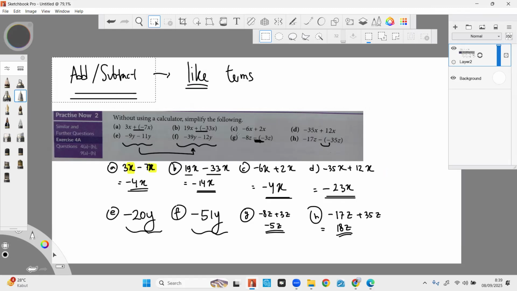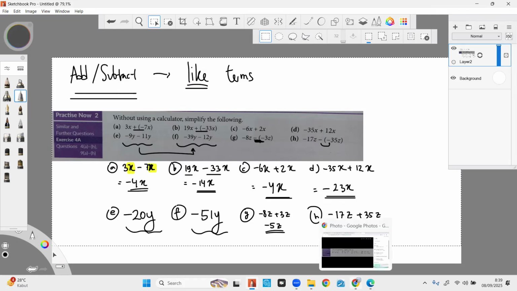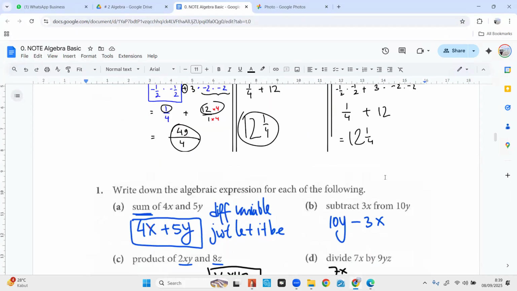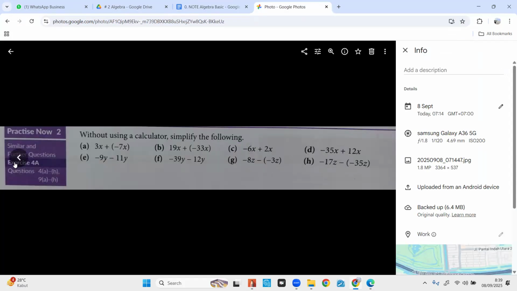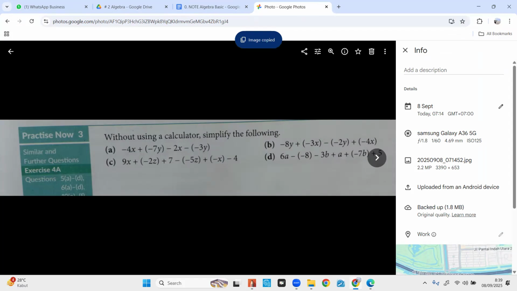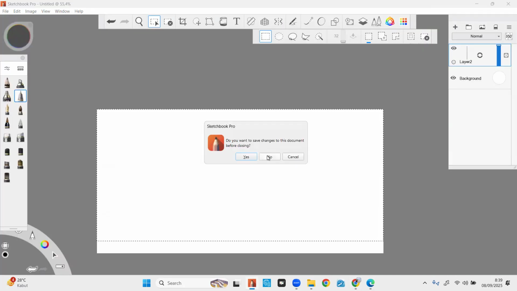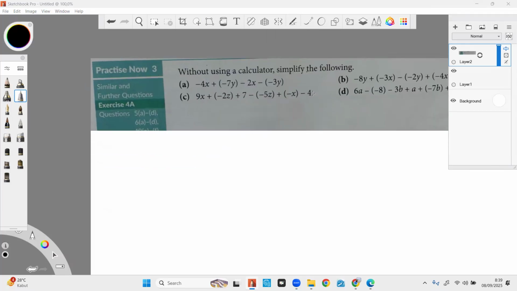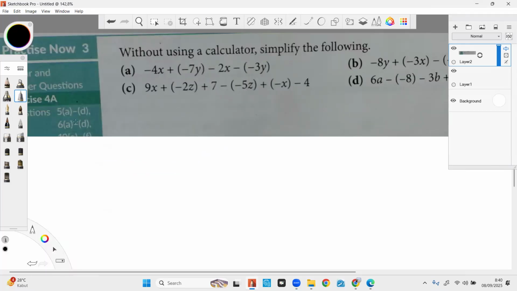Practice now 2 has to be like terms, because for practice now 3, the question will give you different variables that need to be separated for a while. So let's start. Here. Let's go for practice now 3. Pay attention. There you go. Oh, different. Not all terms are equal. Some terms are equal and some are different. Let's see. Okay, guys, focus on question A. Everyone, focus.